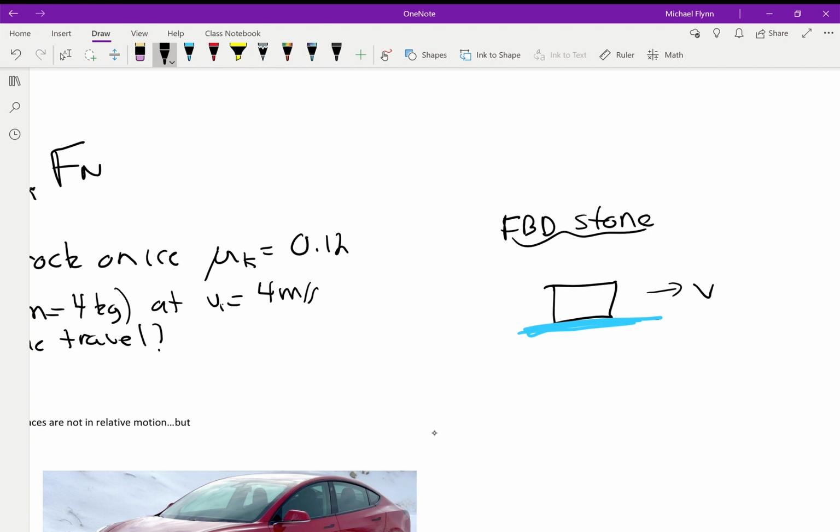Now, the free body diagram: there's gravity. Because it's on a surface, there's a normal force. Now, which way would the friction be? When it's sliding friction like this, it is going to be against the motion of the object. So the force of kinetic friction is going to oppose the velocity of the object, and that's going to make the rock slow down.